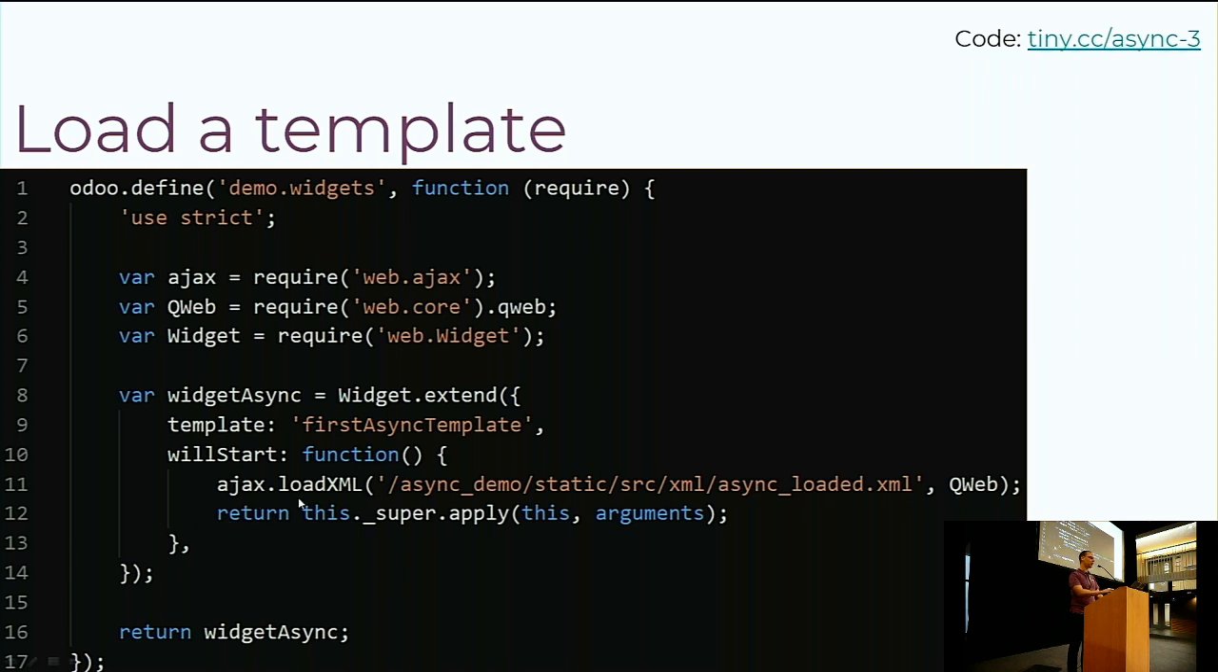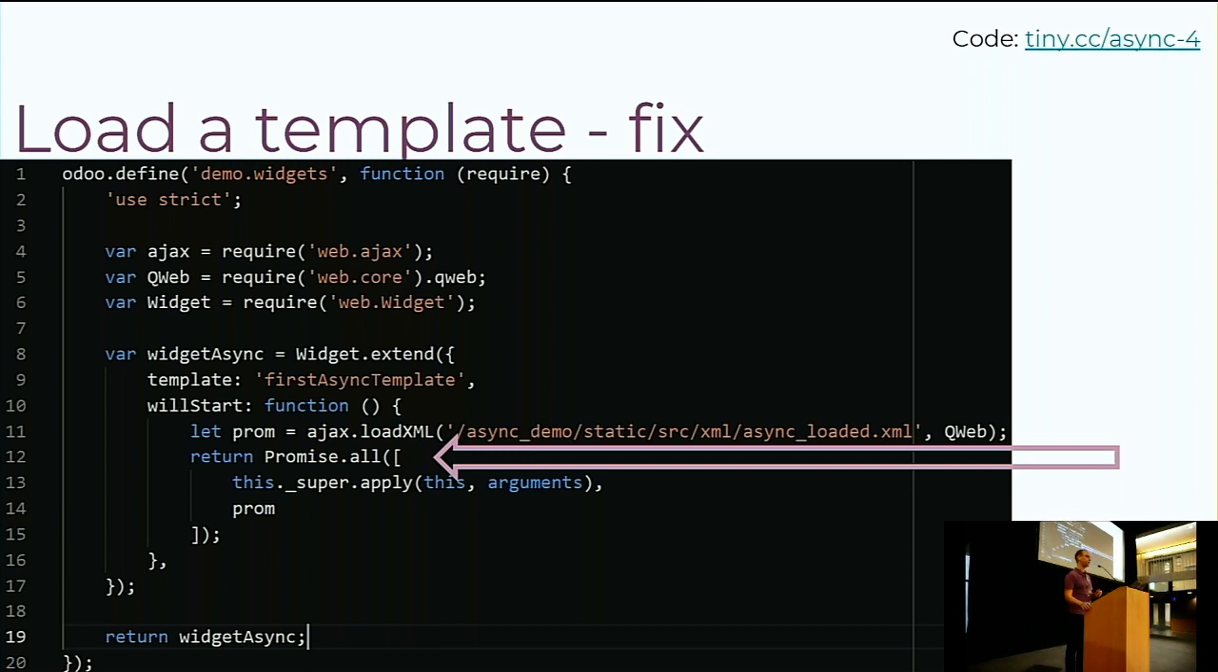The function ajax.loadXML, well, it's asynchronous. So likely you need to wait for it to be done before you let the template continue rendering, right? This widget, to render, needs these templates, but here, when willStart runs, it only starts the downloading of the file. You're not waiting for it. So in order to fix this, what you need to do is save the ticket to be notified, this promise, into a variable. Here I call it prom, and wait for it.